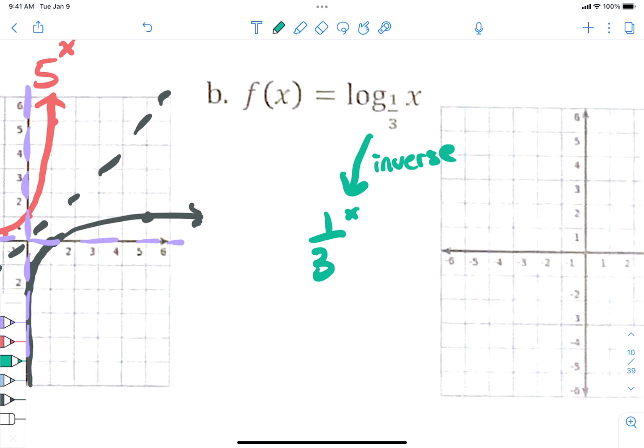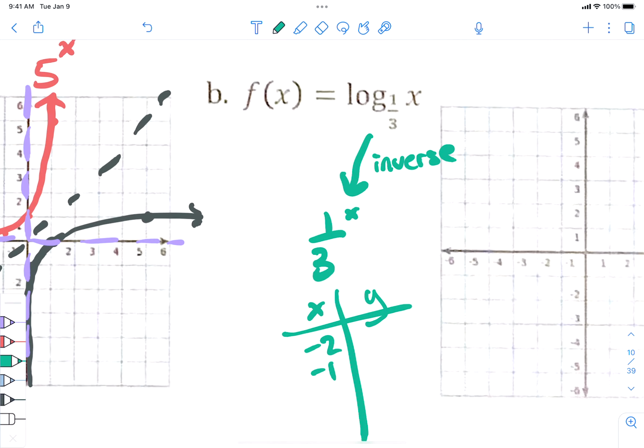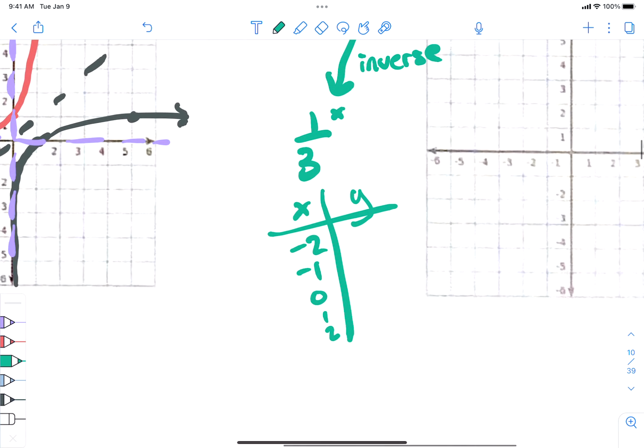That's what the inverse would be, right? That's an exponential function. Okay, let's graph some points here. We're going to go fast. -2, -1, 0, 1, 2. What's 1/3 to the 0 power? Let's start there. 1. 1/3 to the first power? 1/3. 1/3 to the second power is 1/9.